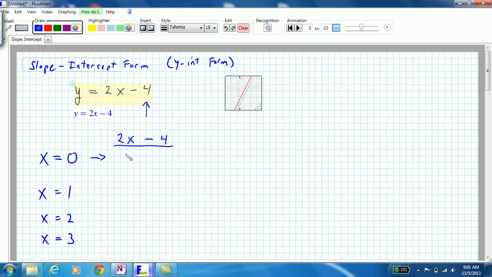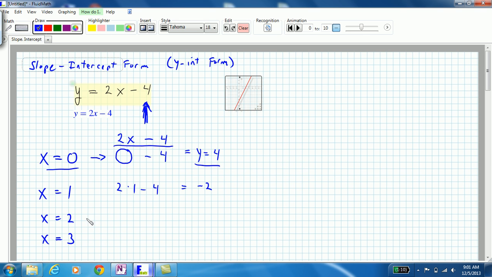If x equals 0, then this first term, 2 times 0, is 0, and we get minus 4, which is the second term. So y equals minus 4. If x equals 0, we have the y-intercept negative 4 just staring at us. We could have seen it at the very beginning. When we plug in x equals 1, we get 2 times 1 minus 4. 2 minus 4 is negative 2.